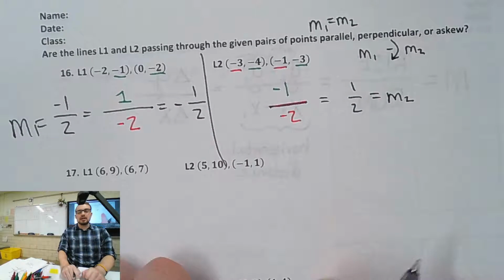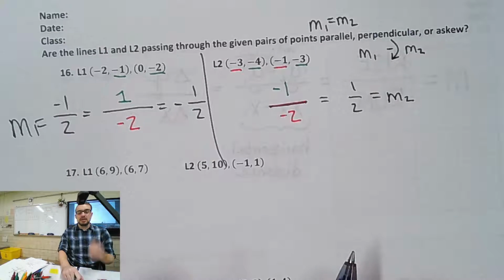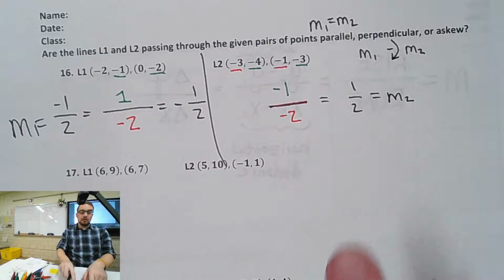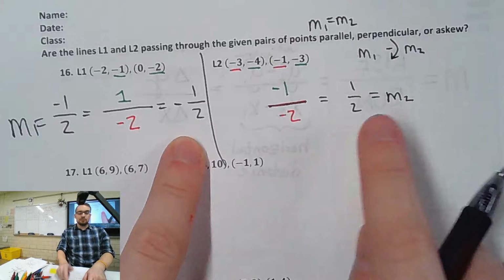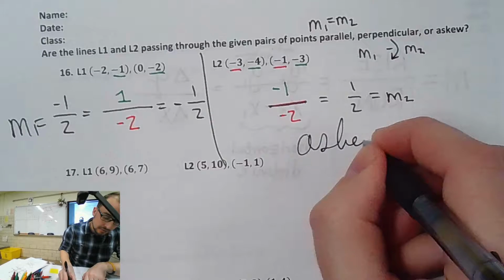They have a minus sign here, not a minus sign there, so don't screw that up. Okay? So not parallel. Are they opposite reciprocals? Well, they're opposite because they're opposite signs. Are they reciprocals? Nah, they ain't flipped. So it's neither, which means they are askew.